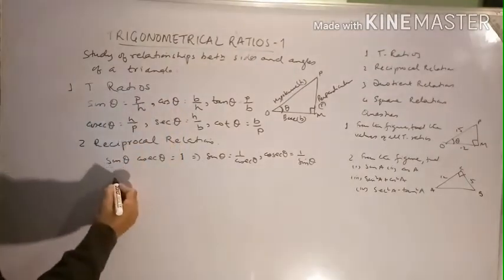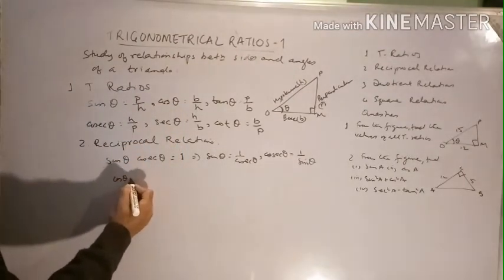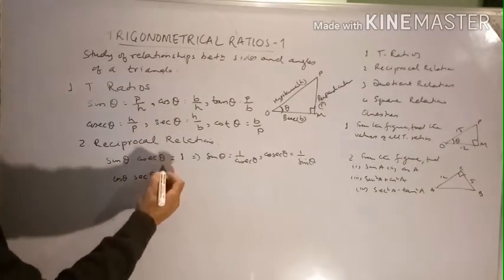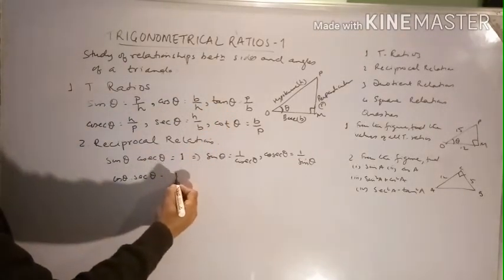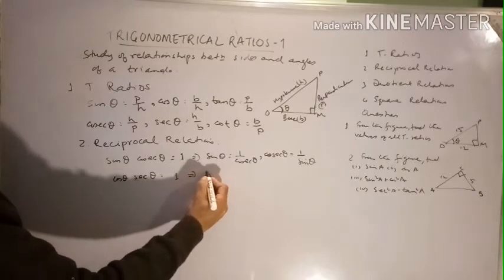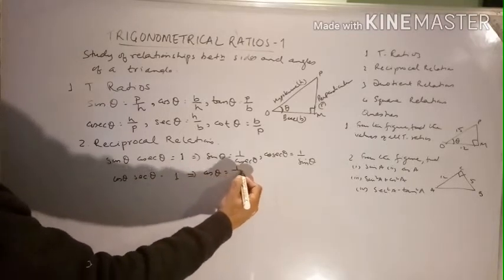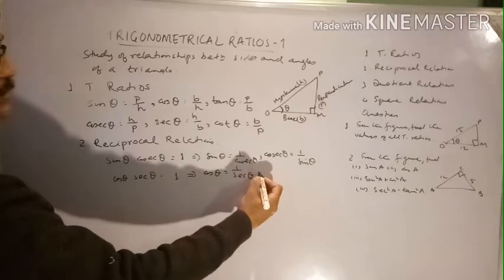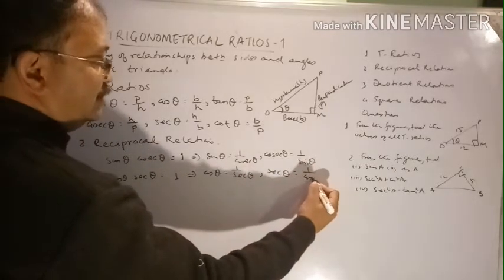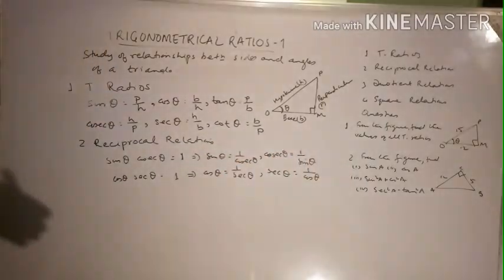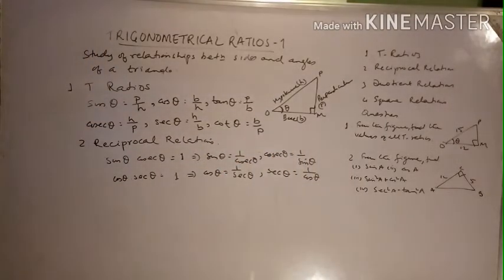Similarly, cos and sec also. Cos theta into sec theta, cos is b by h, sec is h by b. So when you multiply, the product is 1. This will give you cos theta is equal to 1 by sec theta, and sec theta is equal to 1 by cos theta. These are called reciprocal relations.